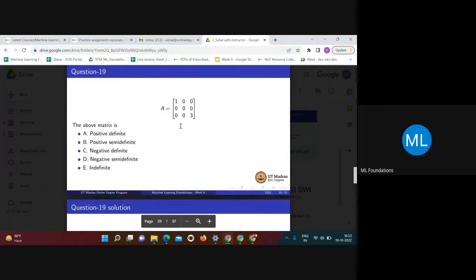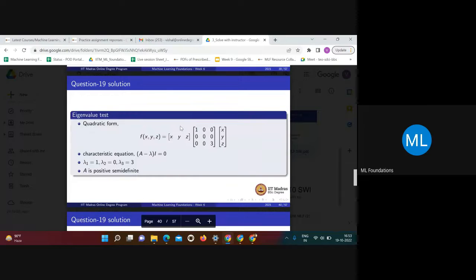For this, what is the value? You are getting eigenvalues as 0, 1, and 3. And what should be the character of this matrix? Positive semi-definite, because some eigenvalues are 0.